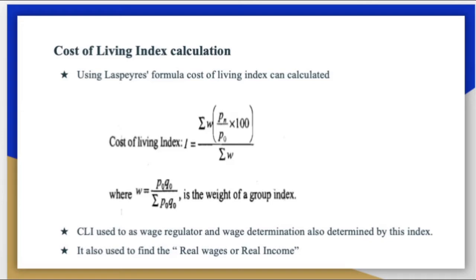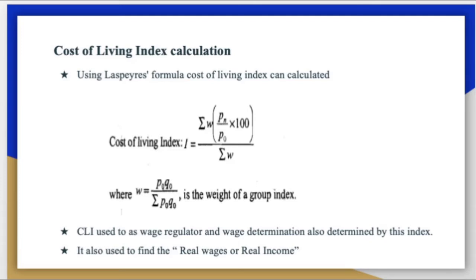The example for the cost of living index calculation is here. In most cases, Laspeyres' formula can be used for the cost of living index numbers. That is, cost of living index I equals summation W into Pn divided by P naught into 100, divided by summation W. Here W equals P naught Q naught divided by summation P naught Q naught. This is the weight of a group index.